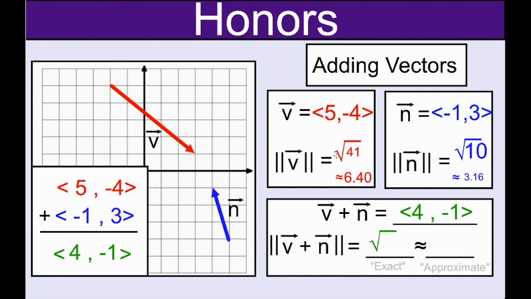So let's go the usual long way to find the magnitude of this vector, and then I'm going to talk about the picture. So the magnitude of this vector is going to be the square root of 4 squared plus negative 1 squared. So that's going to be 16 plus 1, the square root of 17, which is crazy. That has nothing to do with 41 or 10 at all.